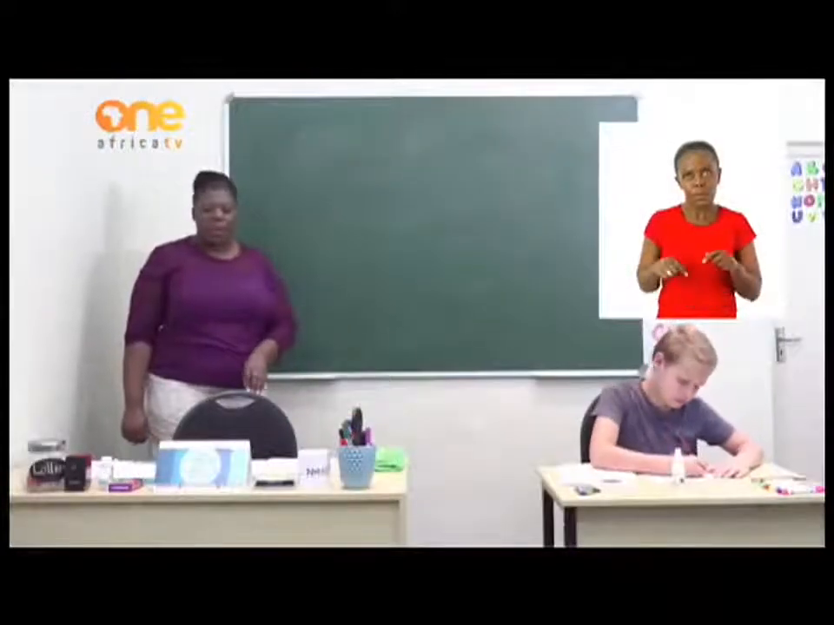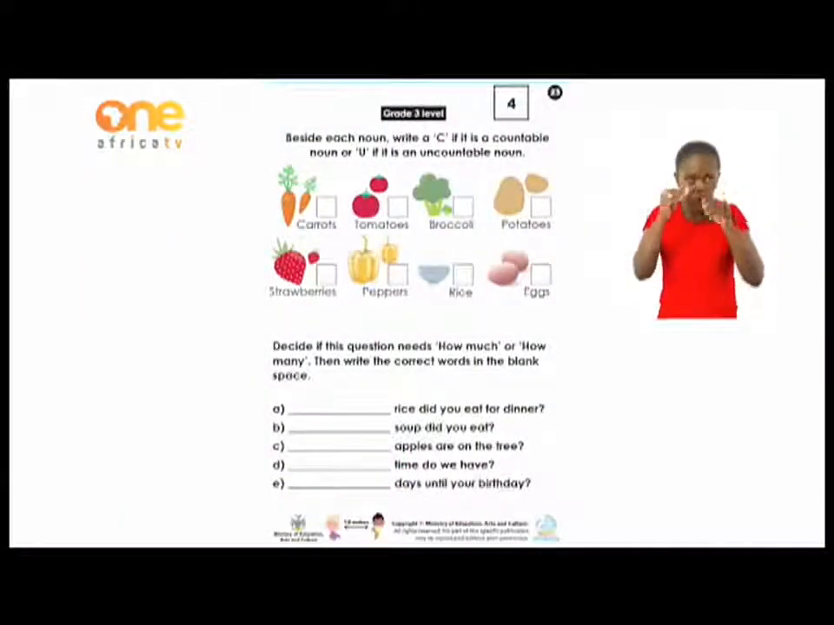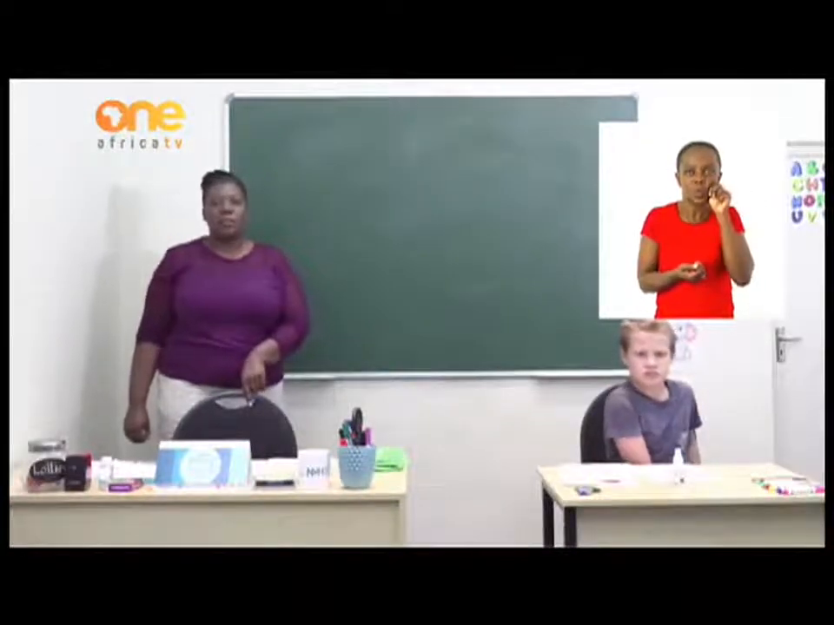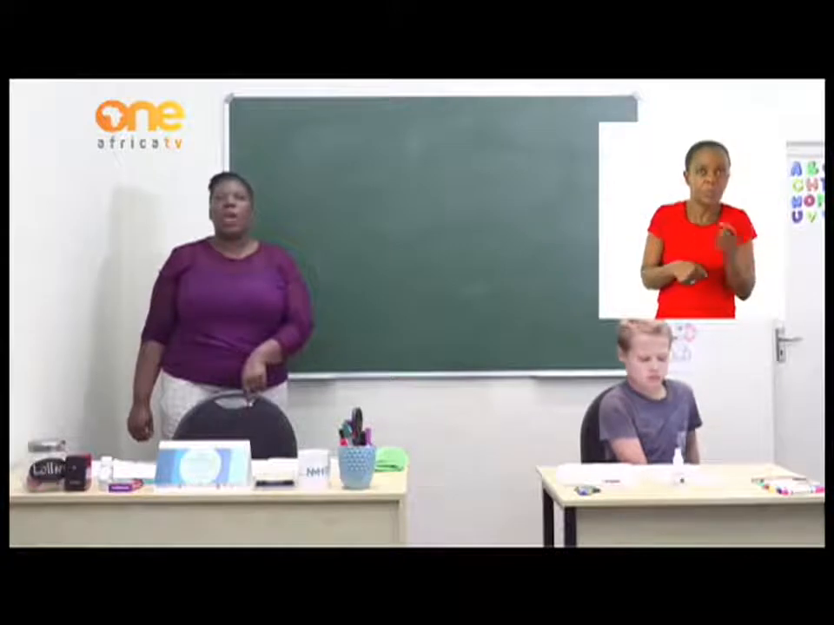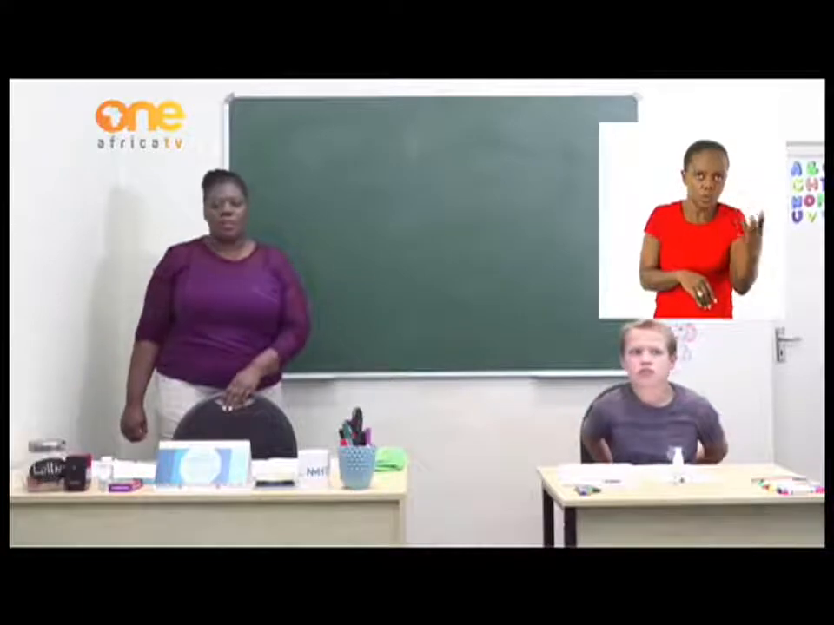This activity is coming from page 23. We are going to learn about new nouns, countable nouns and uncountable nouns. You are supposed to write a C on countable nouns and a U on uncountable nouns. Beside each noun, we are going to write a C if it is a countable noun. What is a countable noun? Countable nouns are nouns that we can count. For example, tomatoes. We can count 1, 2, 3 tomatoes.